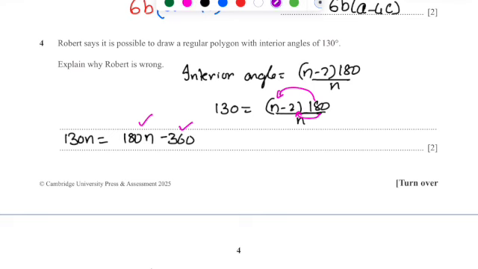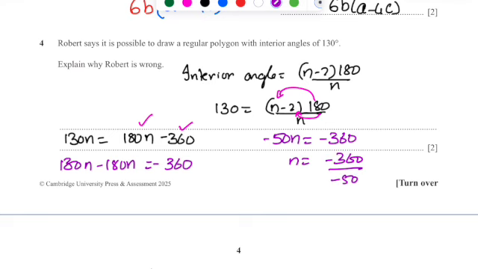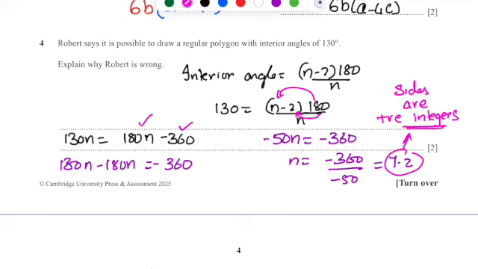So what do I get from there? 130n minus 180n equals negative 360. Minus 50n equals minus 360. n equals negative 360 by negative 50, which is going to be 7.2. So we can clearly see that the number of sides cannot be that. Sides are supposed to be positive integers, but it is a decimal. Therefore, Robert is wrong.